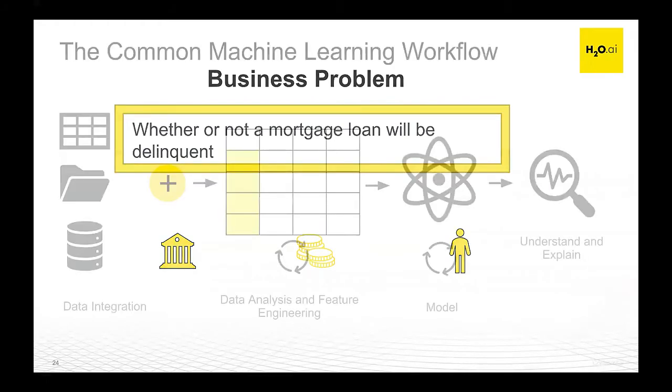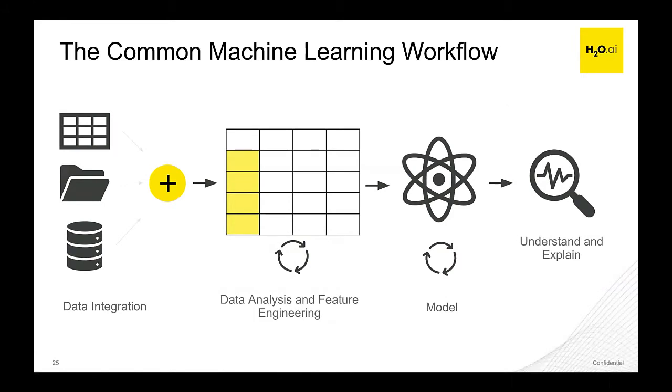So the common workflow of machine learning is you need to ingest your data, you do some analysis, you do some feature engineering, you create models, you train your model, and then you ultimately explain it and you predict. So we are also going to follow the same path.